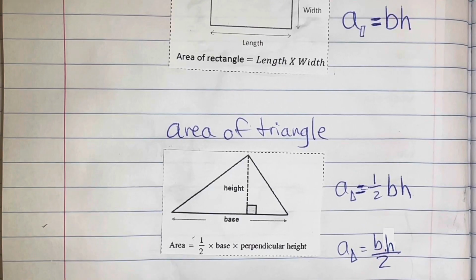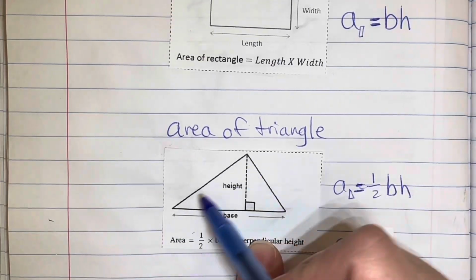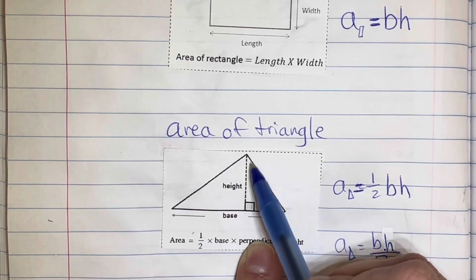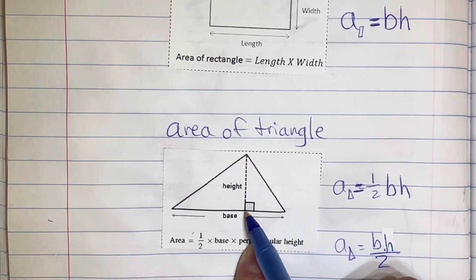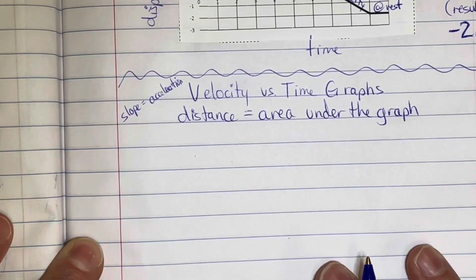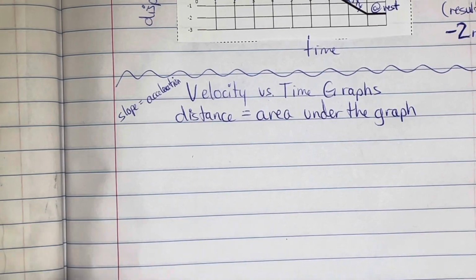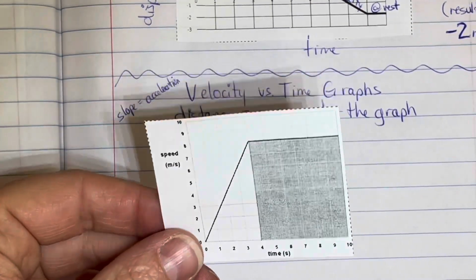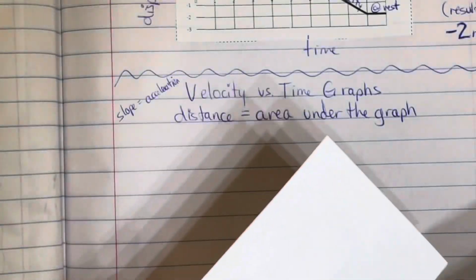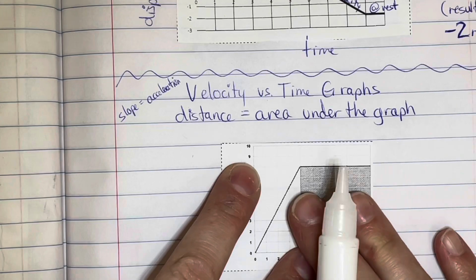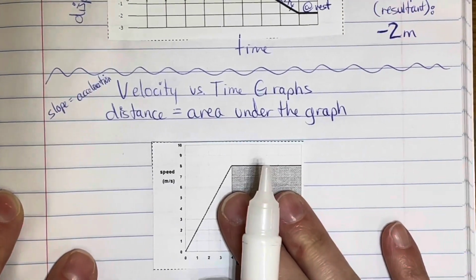Okay, so emphasizing, just a little bit of clarification, whatever the triangle is, you pick a base, you need to get that height. You need to have that perpendicular height. It's not the length of the side, it's the height of the triangle. Okay? Now that we remember the area of those two shapes, we're going to apply it to a graph. So take this graph, glue it like in the middle of the page there, evenly spaced.